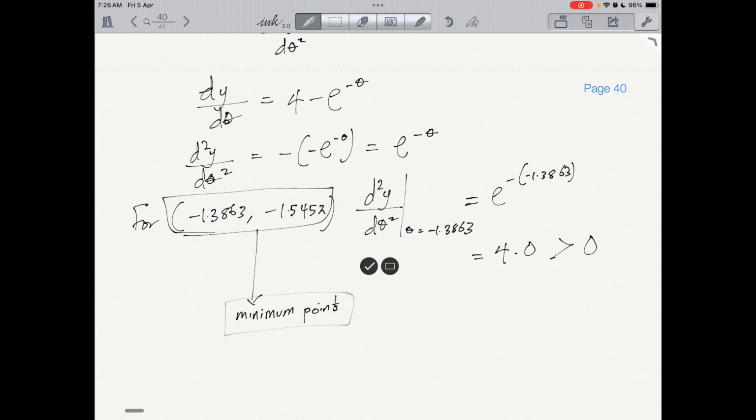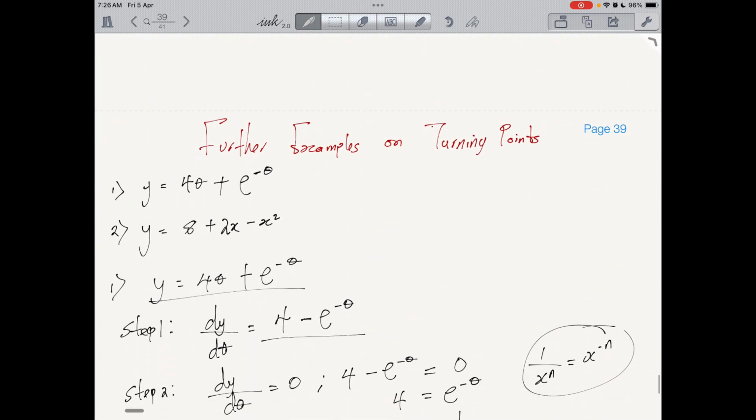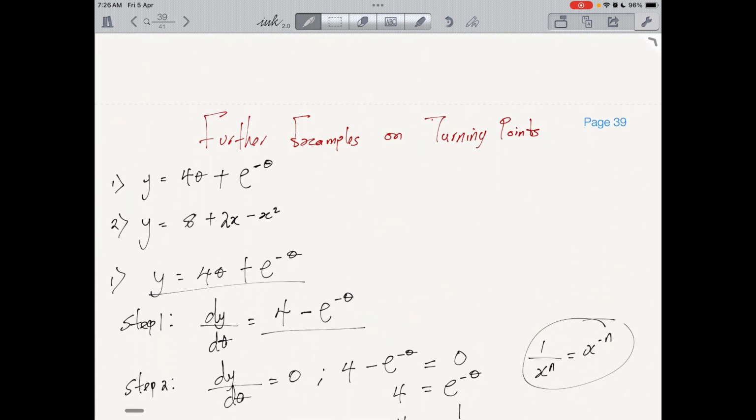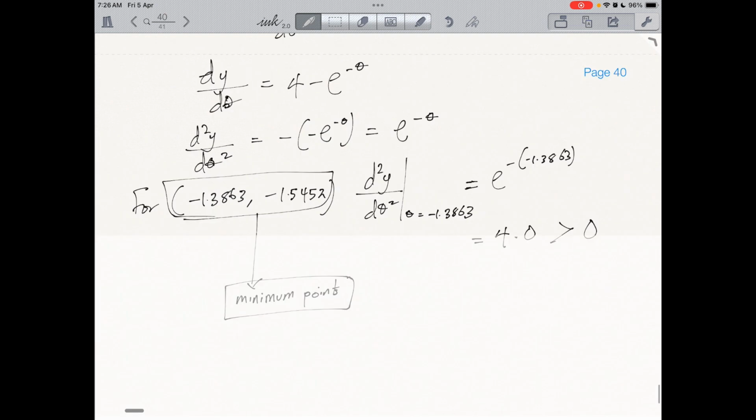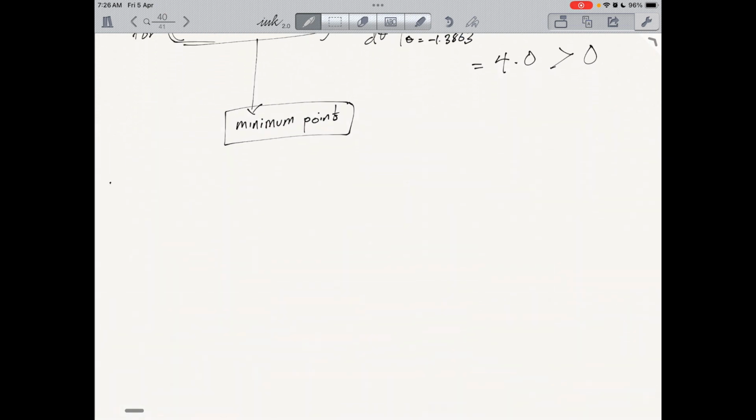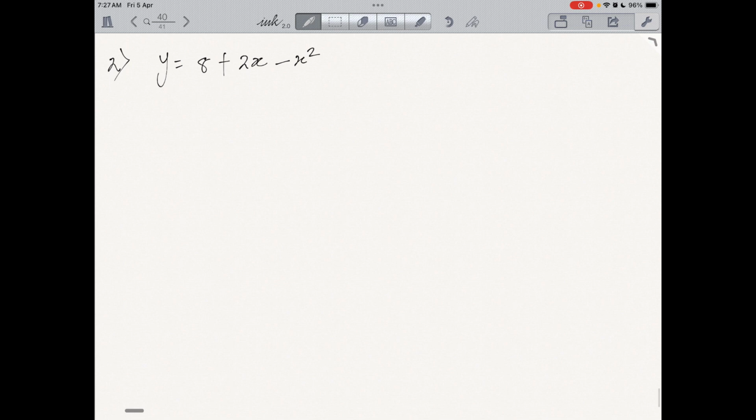So we have been able to determine the nature of the curve. In the second question, that says y is equal to 8 plus 2x minus x squared. Number 2, y is equal to 8 plus 2x minus x squared. You can pause the video now and try to solve this yourself.